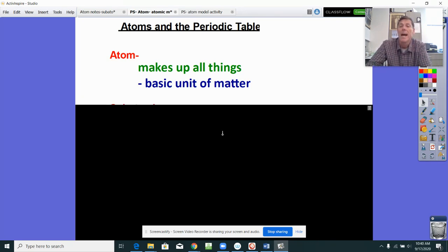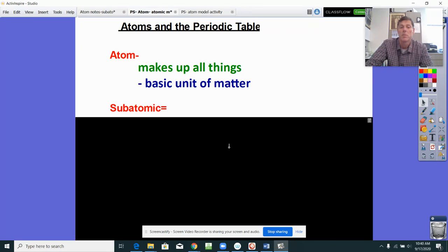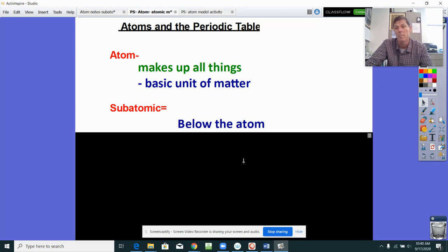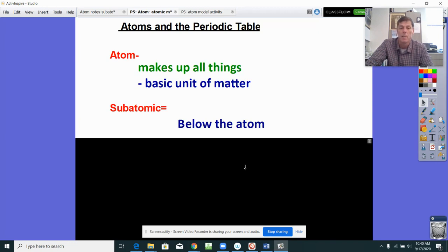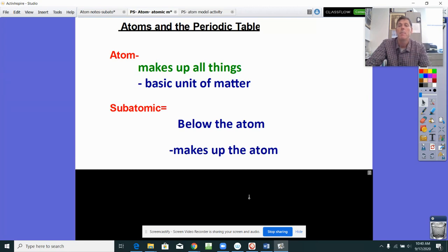Now, atoms themselves are made up of pieces. We call those subatomic particles. Sub means below. So these are things that are below the atom. Okay? They make it up. Now, keep in mind, these are things that make up, they're smaller than the atom themselves. We can barely see fuzzy outlines of atoms. Okay? There's no way we can see the things that make them up, but we actually have ways to find out that they are there.